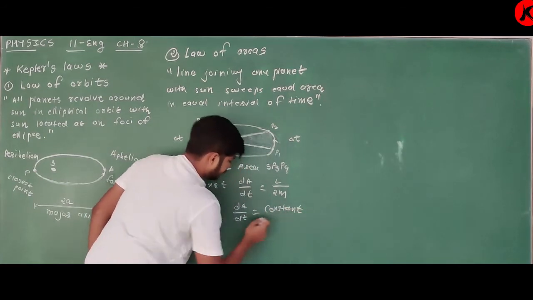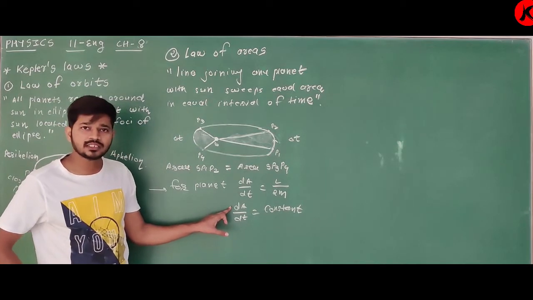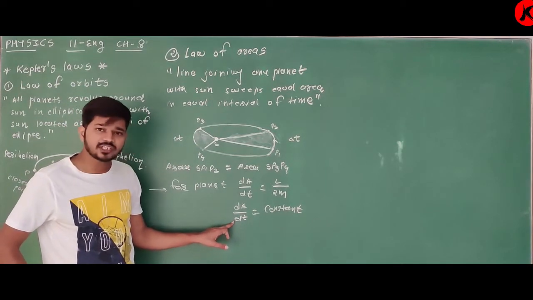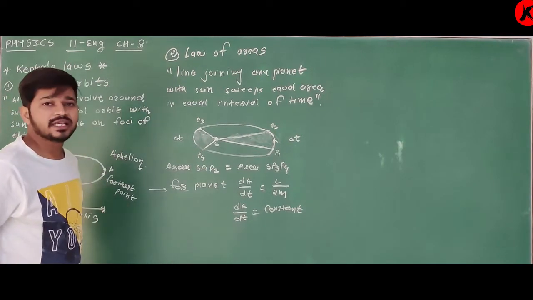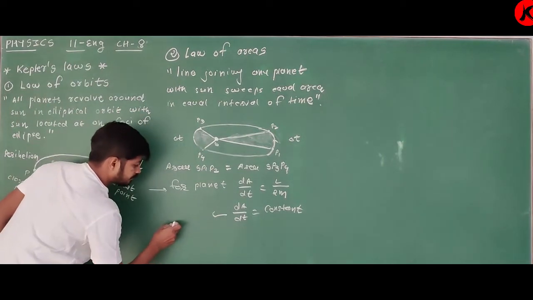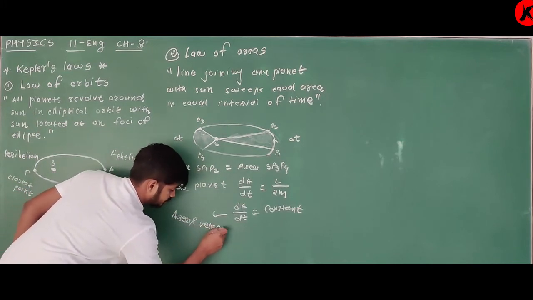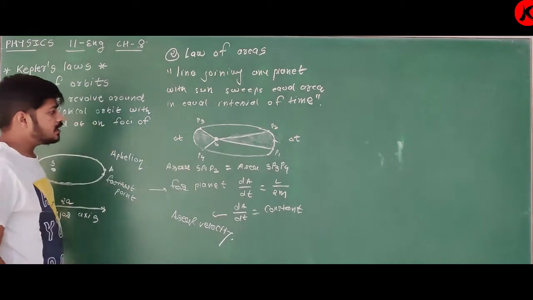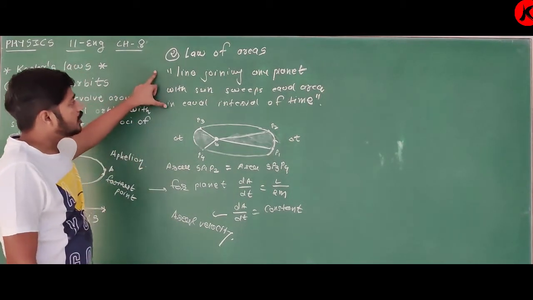We have proved this: dA upon dt is nothing but the area swept by the line joining the sun with the planet in equal time interval, which is constant. It remains the same, and it is also called areal velocity. Clear about this? So yes, the law of areas.